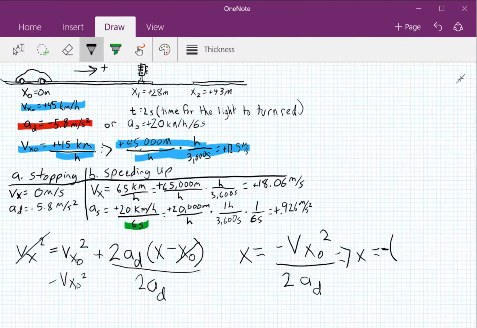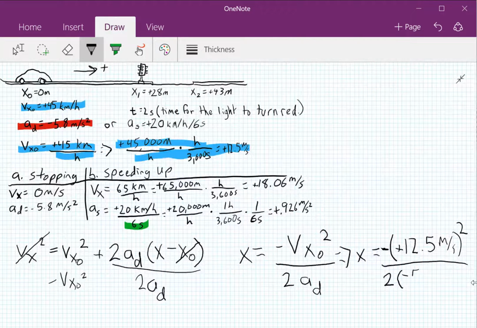So when you plug in that value for the velocity, that positive 12.5 meters per second, you're going to end up with a negative on the outside. Okay, and then you have 2 on the bottom, and the deceleration was negative 5.8 meters per second squared. Now this is where the negatives become important, because you have a negative on the acceleration, but you have a negative on top, so those negatives will cancel out and give you a positive displacement, which makes sense because the car is not going backwards.